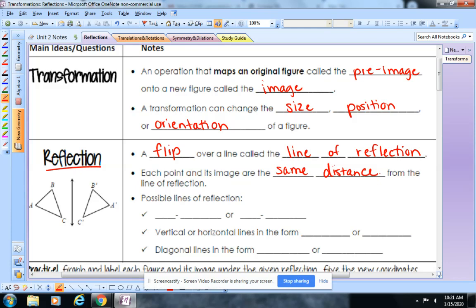All right. There are a lot of possible lines of reflection. Two common ones are the x-axis and the y-axis.